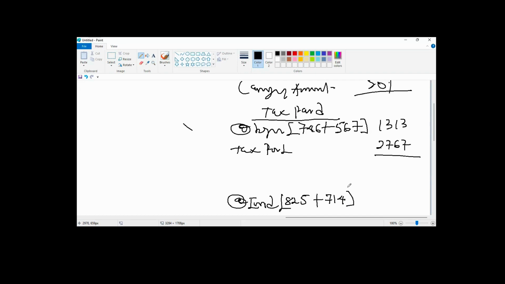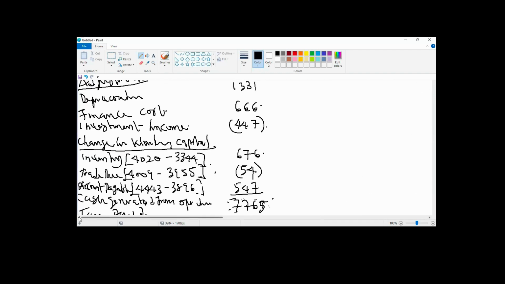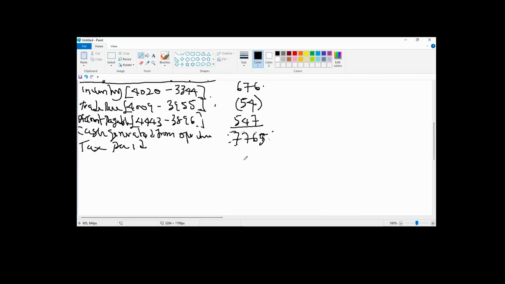Total 1539. How much is paid now? We have not had this one. What is this one giving us? 4080, then the difference is 2541. 2541 is paid.